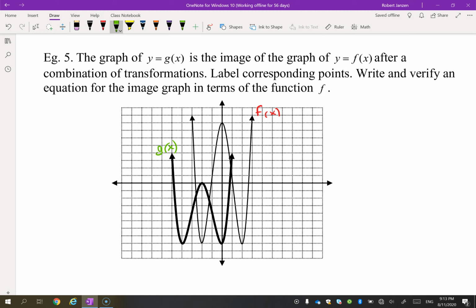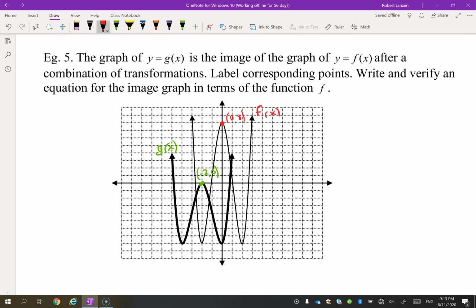Label corresponding points. Corresponding points are usually given to you, but in this case it's pretty easy to see what would be corresponding. If I take this point, which is (0, 8) on f of x, what's the corresponding point on g of x? You can see it's there. It's the same spot in the shape, and that point is (-2, 0).